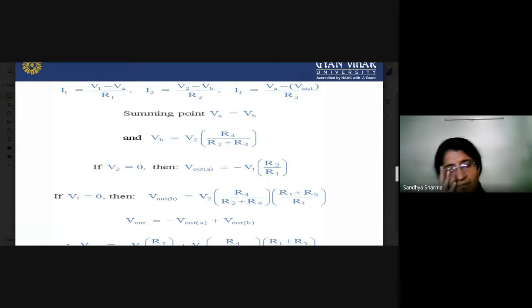So what type of supply you are giving to the inverting terminal, that may be added, and what type of supply you are giving to the non-inverting terminal, that will be subtracted. So this is basically the concept behind designing an adder and subtractor.